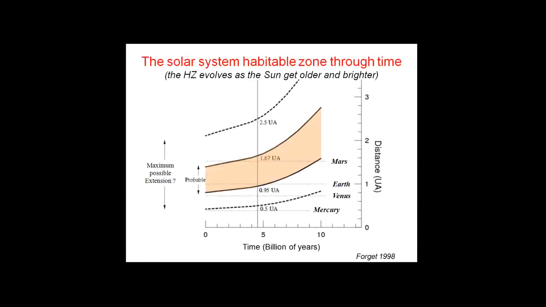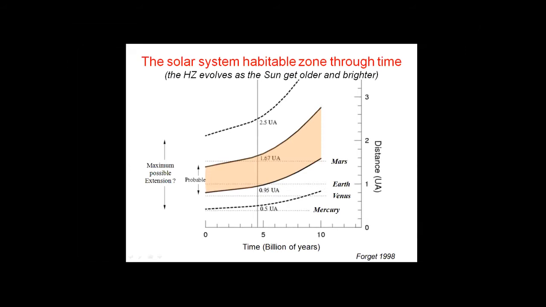One thing I want to stress is that around every star, the habitable zone can evolve through time. I can illustrate that using the sun. Remember that the sun gets older and brighter, because its density in the interior increases as you accumulate more helium while you are burning hydrogen. As a result, the sun is always getting brighter, and that means that the habitable zone moves outward. And you can see here what happened in the solar system.